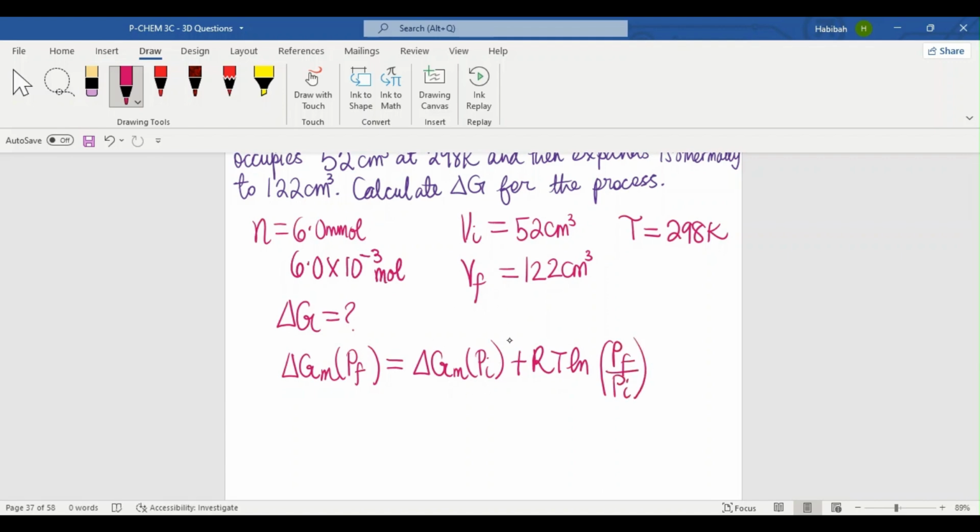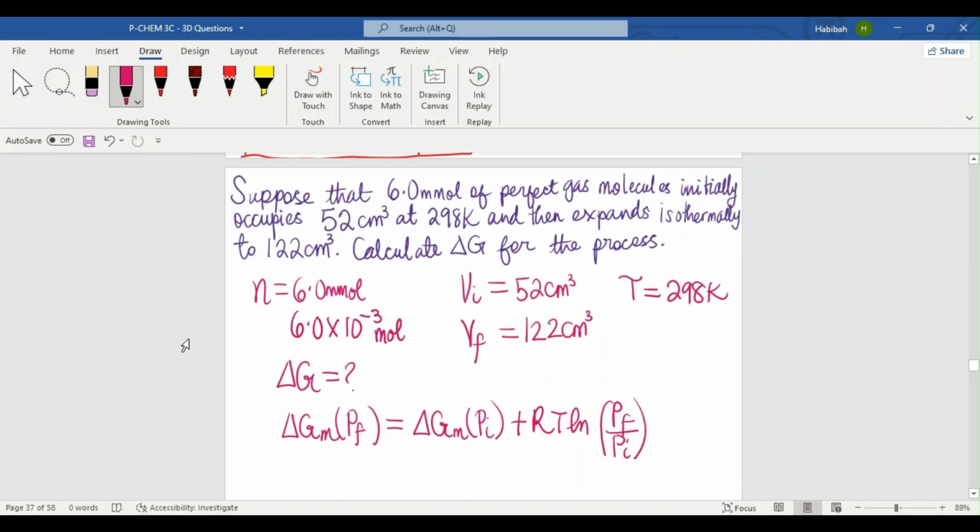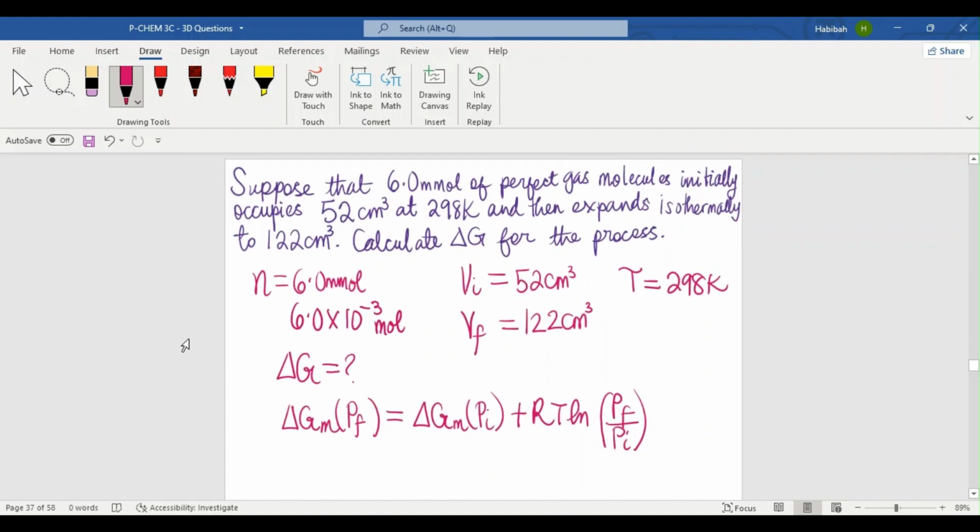Now, the problem with this question is this. First of all, we're not given any value for pressure, and the change in G is what we're supposed to look for, not the change in molar Gibbs energy. Those are the two issues we've come across. But since it's a perfect gas question, we can find the initial pressure as well as the final pressure based on the parameters we have. For example, we have the initial volume, the constant temperature, and the number of moles, so we can find the initial pressure.